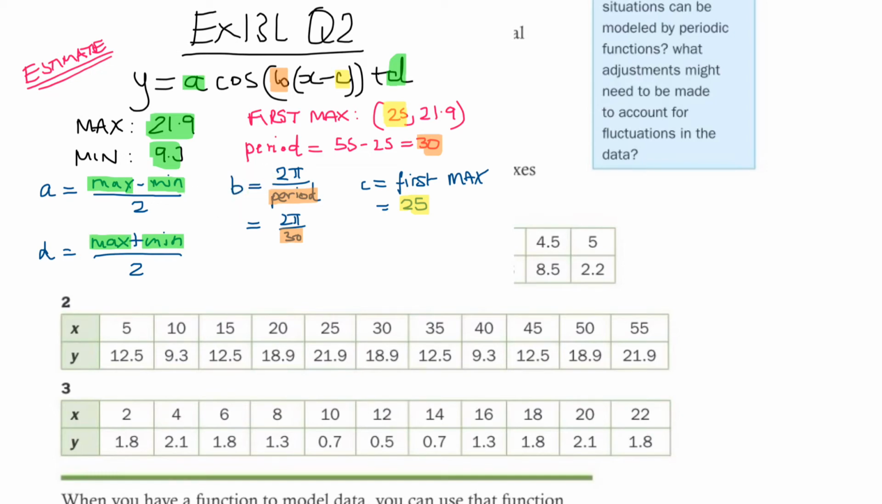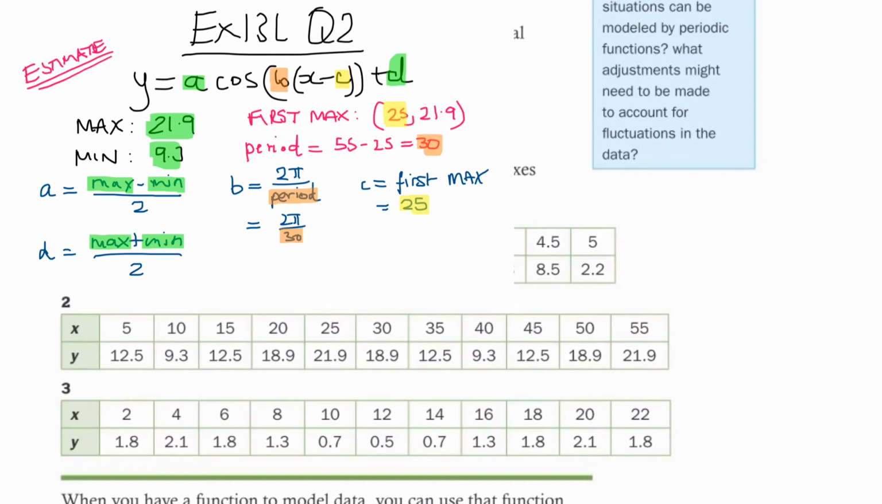How am I going to get the vertical shift? Well, that is going to be your middle point, the middle point between the maximum and minimum. So to get the middle point between any two numbers, you take your maximum, which is 21.9, and you add your minimum, 9.3, and divide it by 2. And that's going to get my shift.